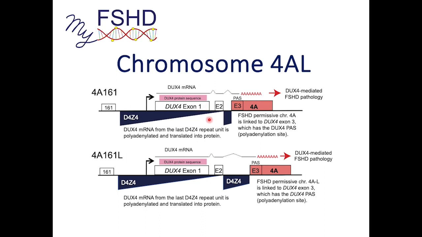The last D4Z4 repeat unit in a D4Z4 array is the one that matters in FSHD. This is the one that makes the DUX4 mRNA that needs to be spliced, processed, and then polyadenylated in order to be stabilized and transported to the cytoplasm and made into protein. The key element here genetically is this polyadenylation signal that is located at chromosome 4A. And this is what we mean by being FSHD permissive.